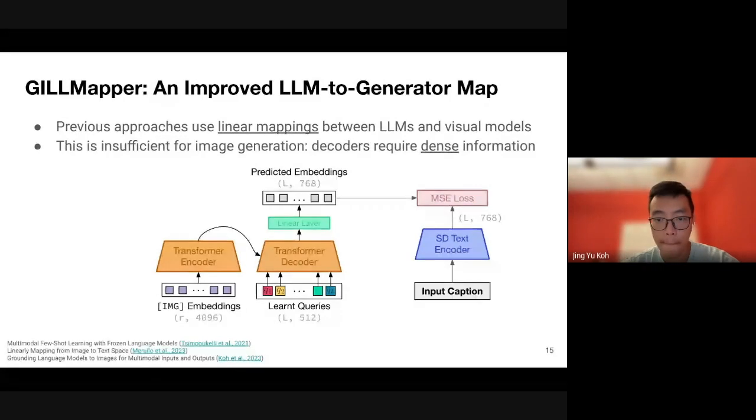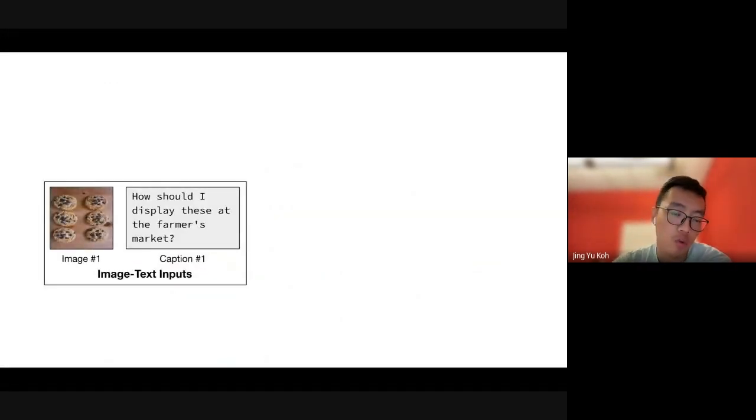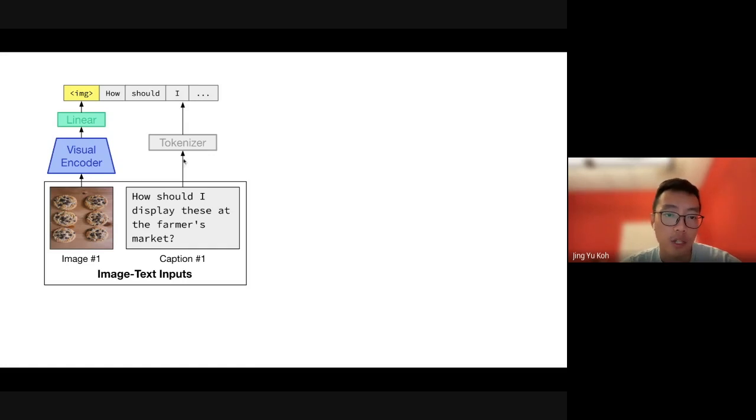Cool. So during inference time, you might have a scenario where you have an image input and you want to ask a question like, how should I display these at the farmer's market? So I have an image of cookies and I want to ask Gill to give me some suggestions of how to display them. We first encode the image using the visual encoder. This again compresses it to a sequence of vectors, represented here by the yellow image block. We tokenize the caption and pass it to the language model's input embeddings. So this also becomes a sequence of embeddings.